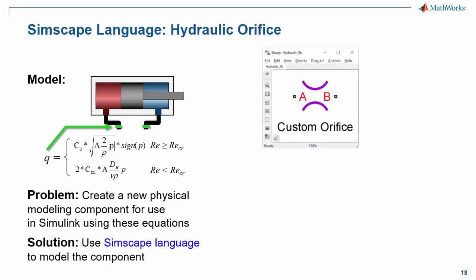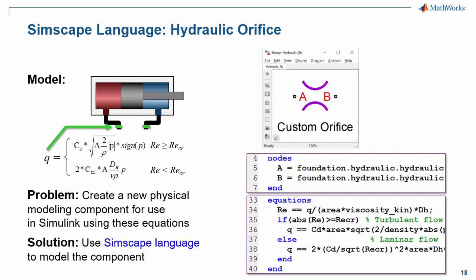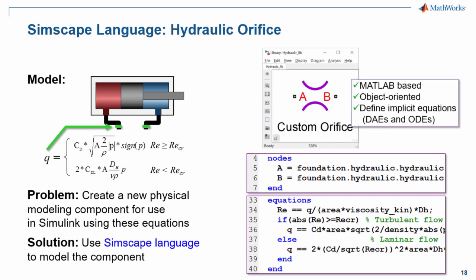The component we create will look like this. It will have two hydraulic ports for this orifice. Looking at a portion of the Simscape language code, we can see that the code is MATLAB based, it's object-oriented, and allows us to define implicit equations, which can include DAEs and ODEs. I'll now switch over to the model so you can see what this looks like.